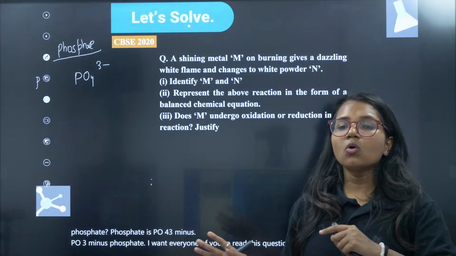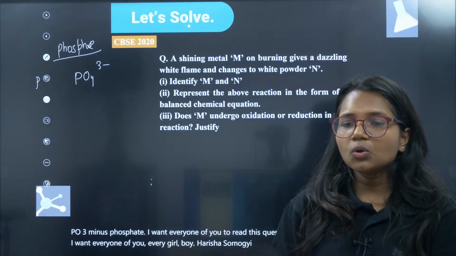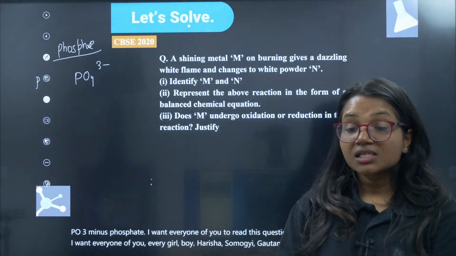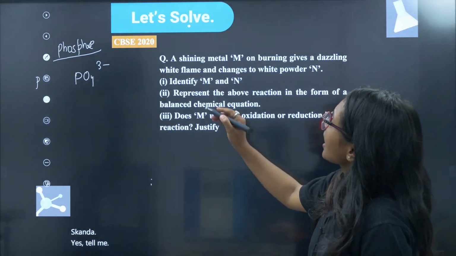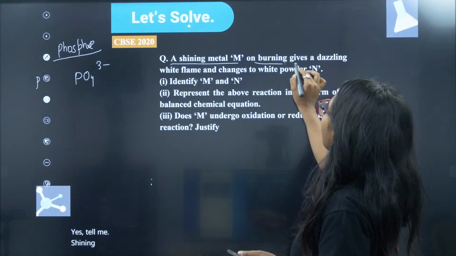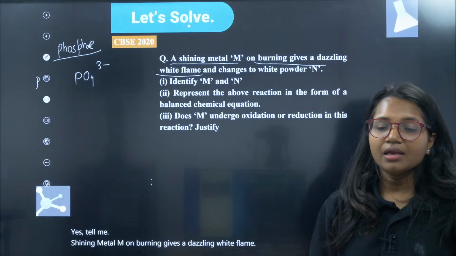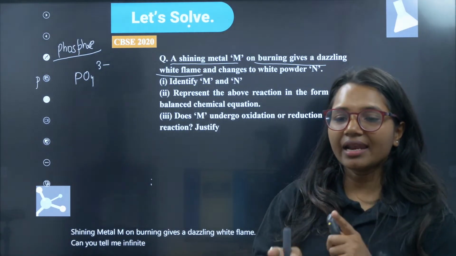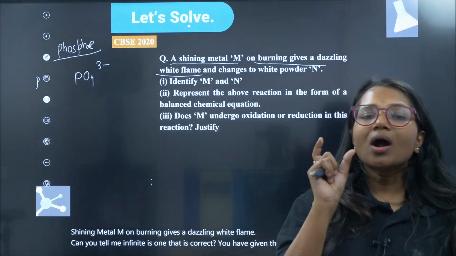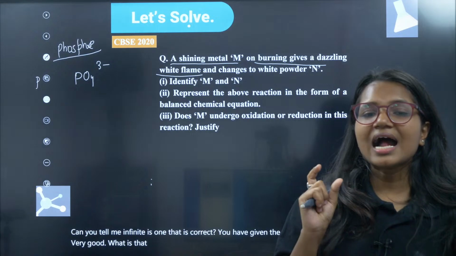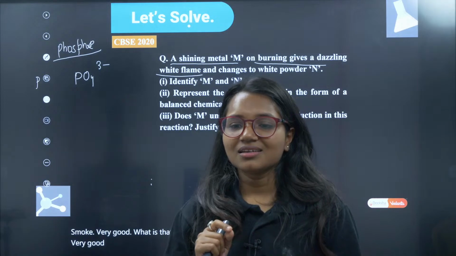I want every one of you to read this question, every girl, boy, Harsha, Sumukt, Gautami, Sonu. Where are the others? Skanda. Yes. Tell me. A shining metal M on burning gives a dazzling white flame. Can you tell me? That is correct. You have given the correct answer. Sumukt, very good. What is that shining metal? Very good, Harsha.